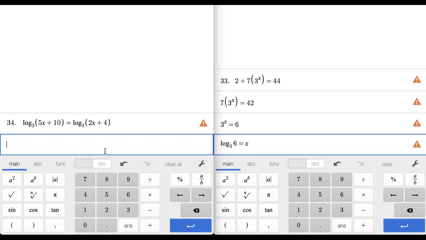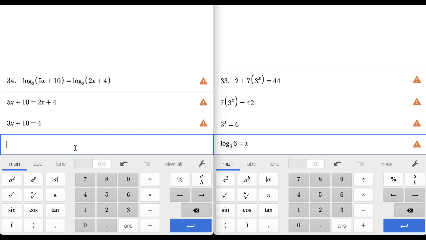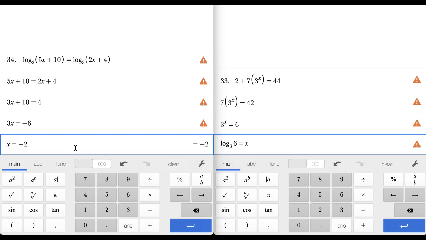Okay, this one's not too bad. We have log base 3 of something equals log base 3 of something. So you have logs of the same bases. That means, logically, whatever's inside, they're just equal to each other, right? So I can solve this simple equation. Let's subtract 2x on both sides. And then subtract 10 on both sides. You get x equals negative 2.